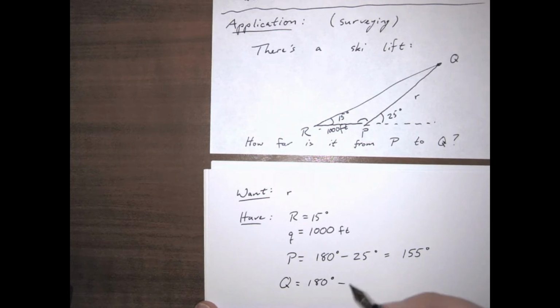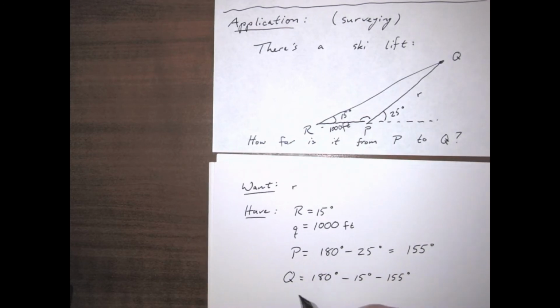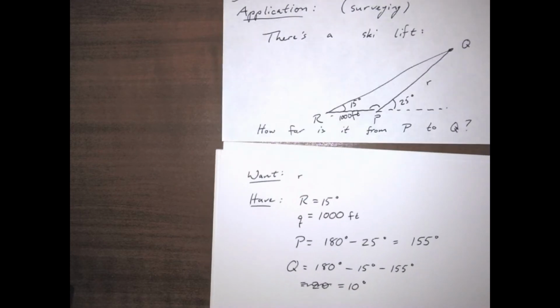Q is going to be 180 minus the 15 minus, again, the 155, since P, Q, and R all have to add up to 180 degrees. So that's 160, so that means that's going to equal 20. Or sorry, it's 170, so it's going to equal 10 degrees. So Q is 10 degrees. So now we can use the law of sines.